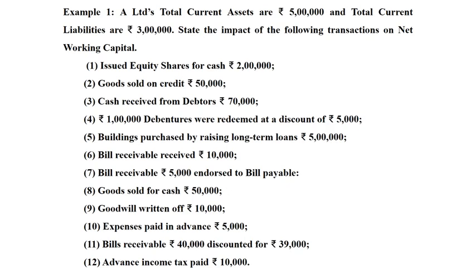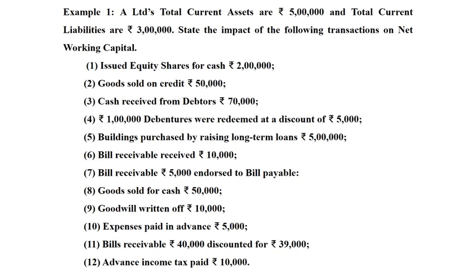Let us take one example. A Limited's total current assets are 5 lakhs and total current liabilities are 3 lakhs. So working capital is 2 lakhs. Okay. I was telling you that you assume some figures and affect the transactions on current assets or current liabilities as the case may be. You will come to know how it will increase or how it will decrease working capital. The same thing I have taken in example form. You will understand the impact of each transaction on working capital easily.